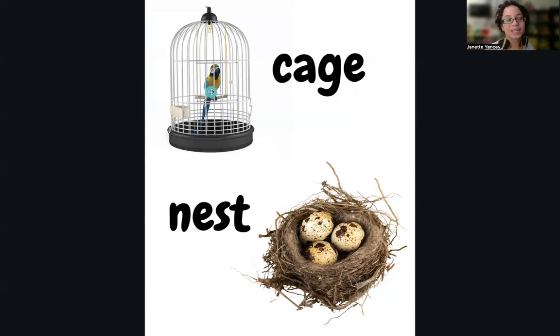El pájaro está en la jaula. No sé si conocen esta cosa como otro nombre, pero yo la conozco como jaula en español. En inglés, cage. Nest. Con cuidado, do not say next. This is a nest. N-E-S-T.